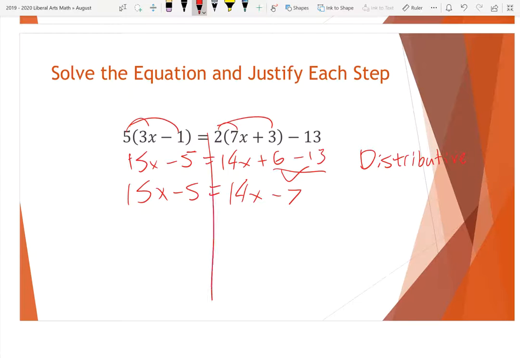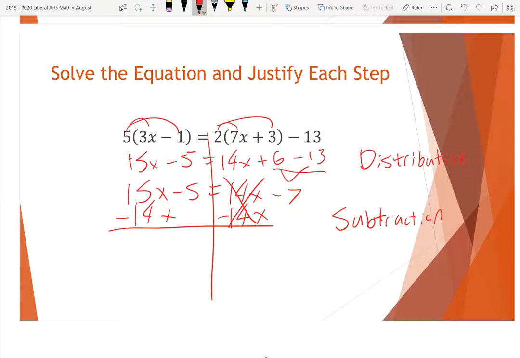But now I'm going to try and combine some terms. I have x's on both sides, so I have to move my x's to the same side. I always pick up the lighter one, the smaller one, and move it over to the other side. The smaller one here is 14x, so I'm going to move it to the other side. I'm going to subtract 14x so that I can get rid of it on the right and have it on the left. And that's going to be the subtraction property of equality because I'm subtracting on both sides.